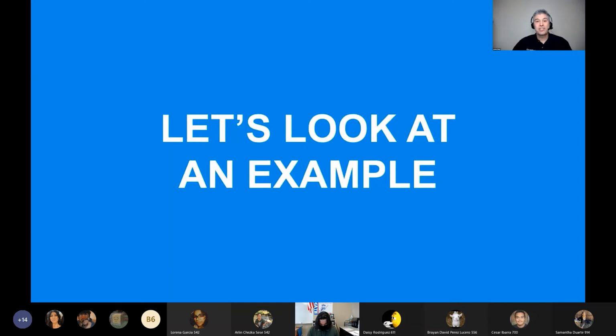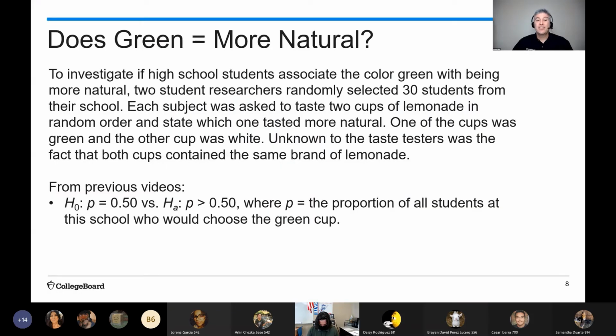Now let's look at an example to put this in context. To investigate if high school students associate the color green with being more natural, 2 student researchers randomly selected 30 students from their school. Each student was asked to taste 2 cups of lemonade in random order and state which one tasted more natural. One of the cups was green and the other cup was white. And unknown to the taste testers was the fact that both cups contained the same brand of lemonade. From previous videos, remember that we talked about the null hypothesis being p equals 0.5 and the alternative p greater than 0.5, where p is the proportion of all students at this school who would choose the green cup.